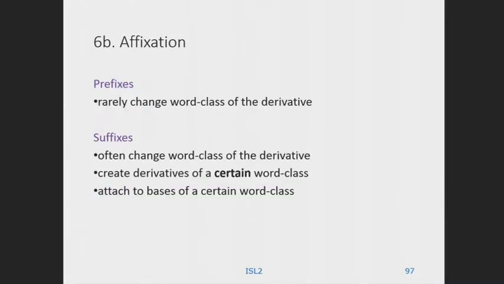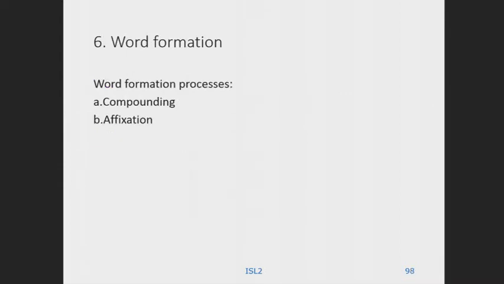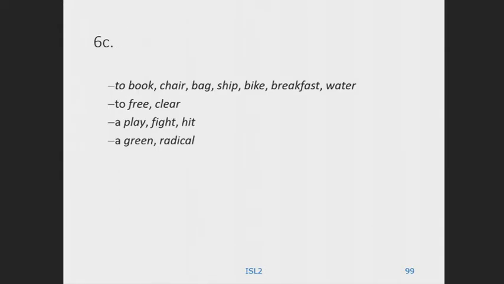So it's not always the kind of process you'd assume, but there's also something that we call back formation, which we'll get to. So just quickly in summary, prefixes usually don't change the word class. Suffixes do. Sometimes they only work with certain word classes. Sometimes they have certain meanings, but it's not that straightforward. So that was compounding and affixation. Now we come to this group. What happened with these guys? To book, to chair, to bag, to free, to clear, a play, a fight, a green, like the village green, a radical. What happened to these? Where did they come from?